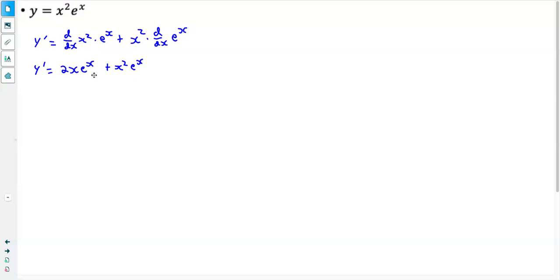Now, in this case, we have some things in common between these two. They both have e to the power of x. They also both have at least an x we can factor out. So I'll factor out x e to the x, and that will give us 2 plus x.